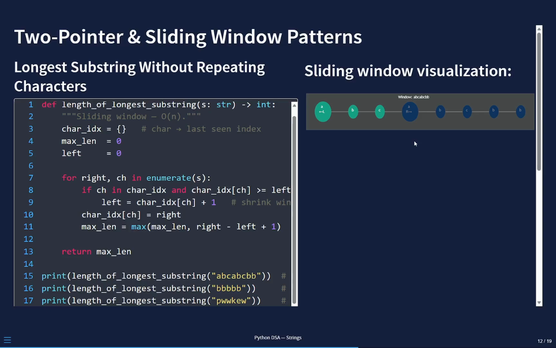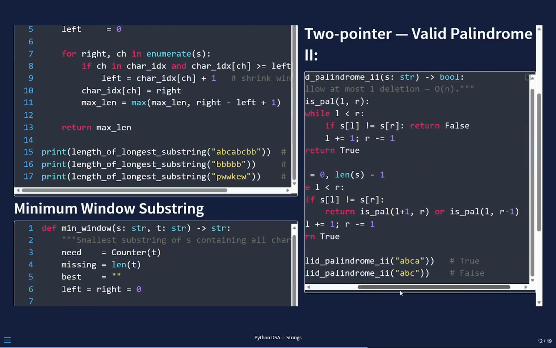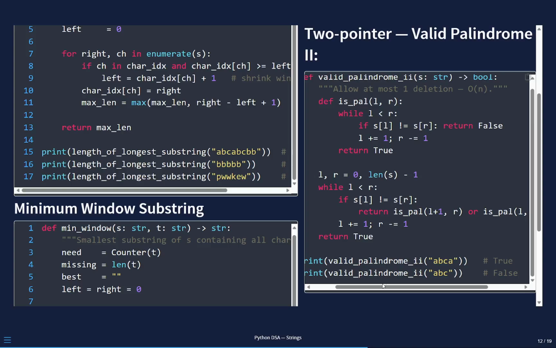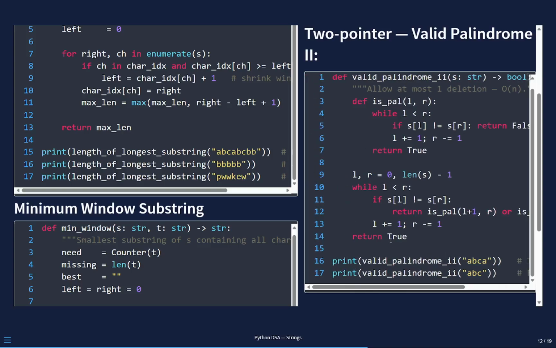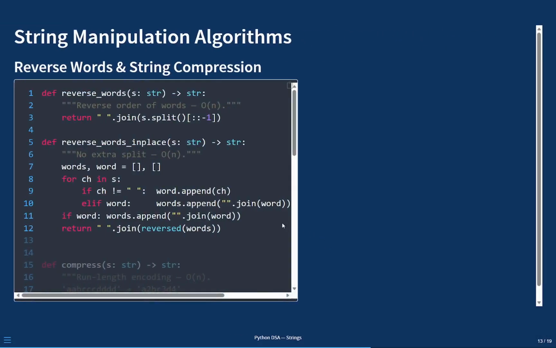Click valid palindrome II, with at most one deletion, shows the two-pointer approach. Walk from both ends. On a mismatch, we have one deletion to spend. Try skipping the left character and check if the remainder is a palindrome. Or try skipping the right character and check the same. If either works, return true. O(n). Next. More classic interview patterns: string manipulation and transformation.